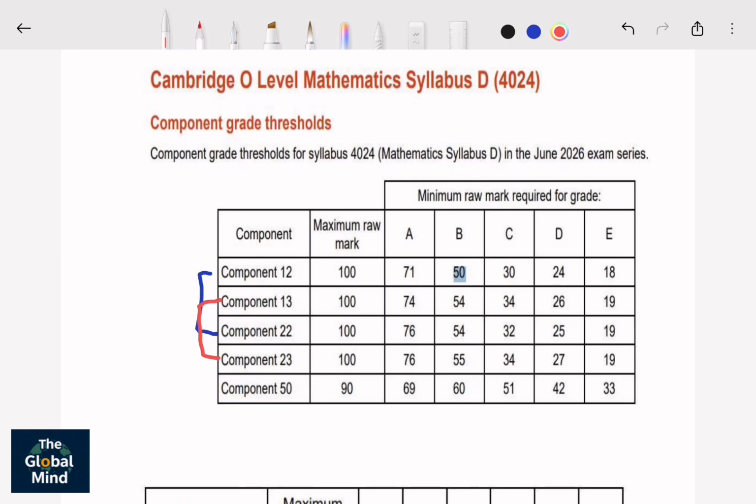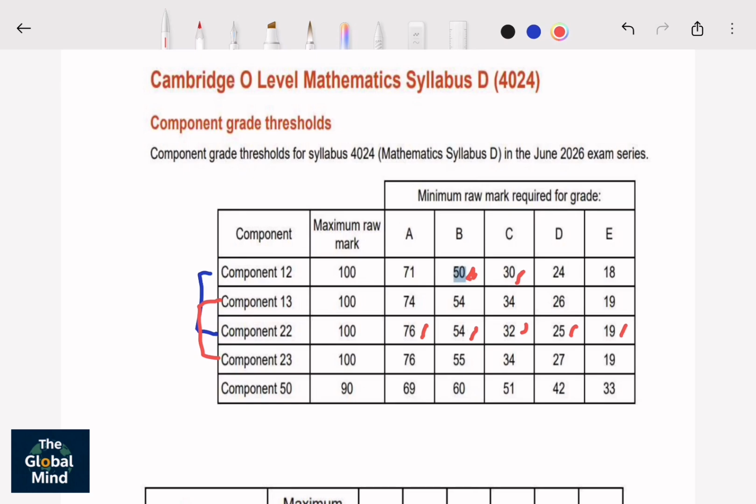So it means that any marks less than 71, like if you get 70 marks, you will be put in B grade. So this is basically the main thing, that 1 mark is very important. If you get 70, you will be put in B. If you get 49 here, you will get C. If you get 29 here, you will be put in D, and in this way. And the same is the situation with component 2 2. Anything less than 76 will put you in B grade, anything less than 54 will put you in C grade, less than 32 in D grade, and less than 25 will put you in E grade.